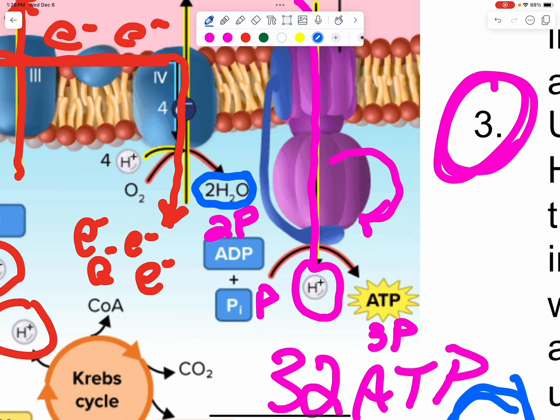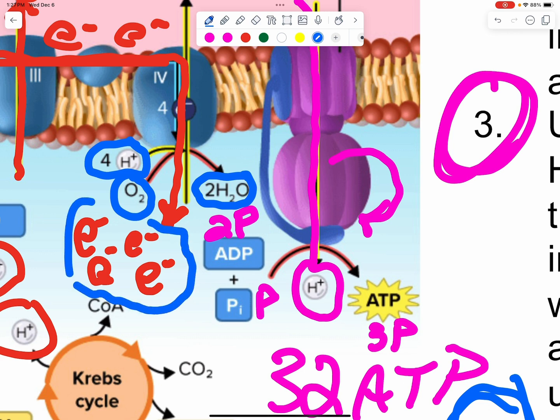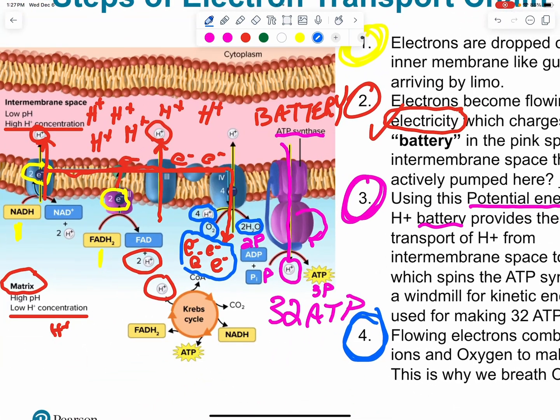How do we make water? Right here with the oxygen that we breathe. This is the reason why we breathe oxygen, so that it can get inside the matrix of the mitochondria and be available to combine with hydrogen, oxygen, and we need these electrons too. So all 3 of those are going to make water. That cleans up the mess.